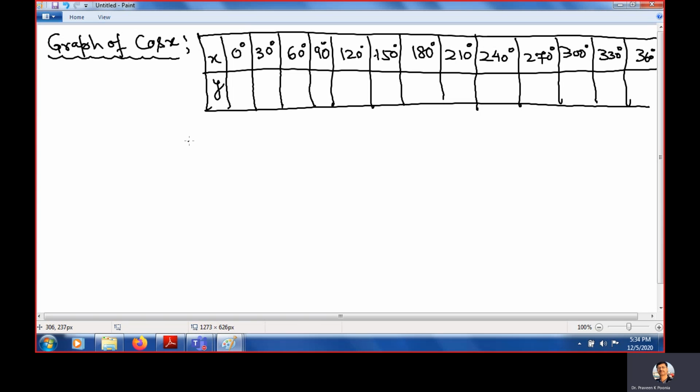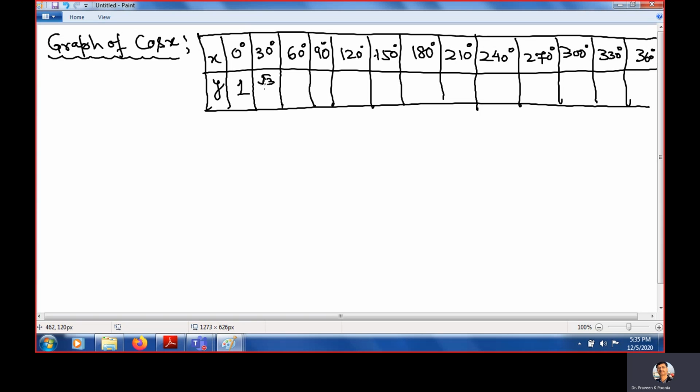Clear? Now using a calculator, if you find the value, it will be 0. No. Cos 0 is 1. Yes, this is the difference. In sine, the graph starts with 0, but in cosine the graph starts with 1. This is the difference between sine and cosine. You need to remember, the graph of sine starts from the center, but the graph of cosine starts from the highest maximum value.